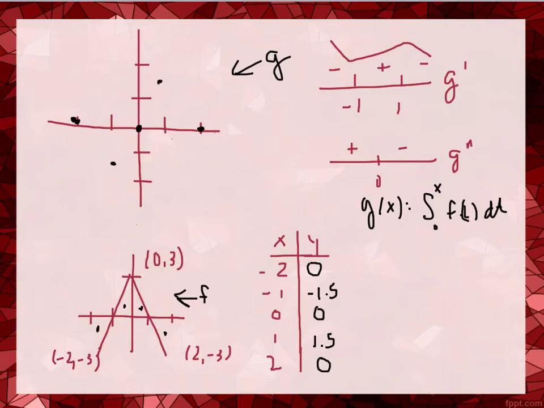And now by using my sign charts, I can look and see that I am decreasing and concave up to begin with. And then I change to increasing, but I'm still concave up till I get to 0. Then I switch concavity, but I'm still increasing, so I'm going to increase concave down. And then the last thing would be decrease concave down. So that would be what our graph of g should look like.